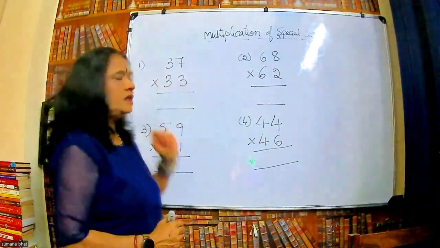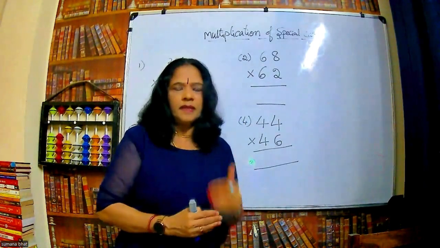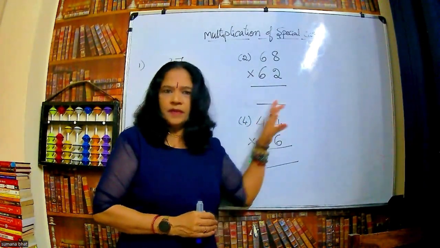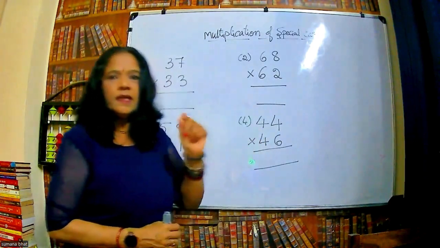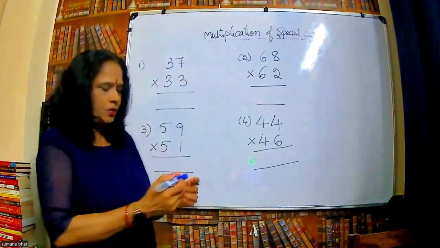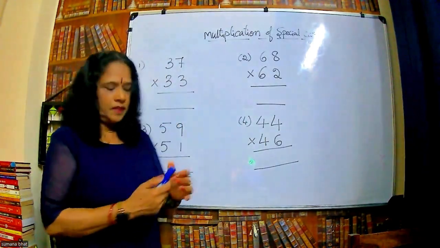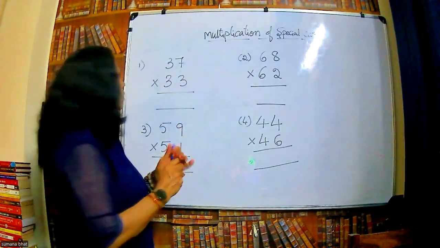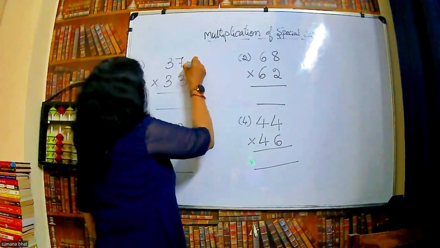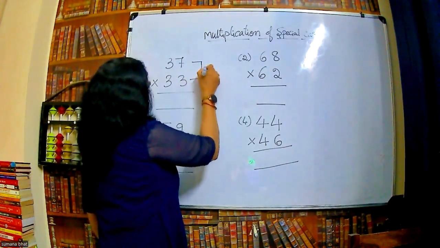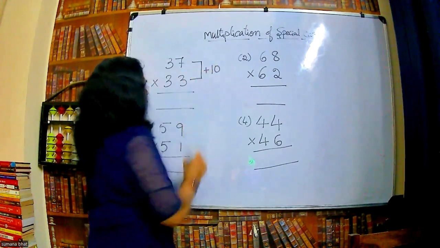37 multiplied by 33. If we multiply in the conventional method, we are going to get two steps here. See in one step how we can do this. Here we have two conditions to do the multiplication. What are the conditions? See, units place numbers added up to 10.